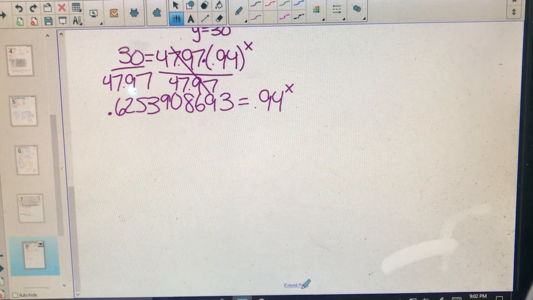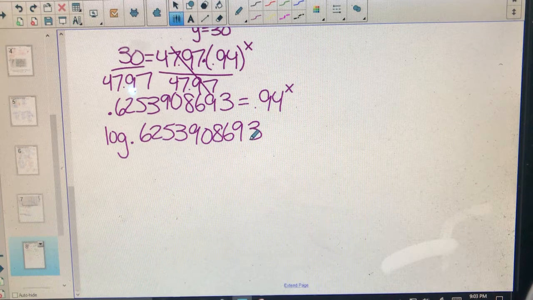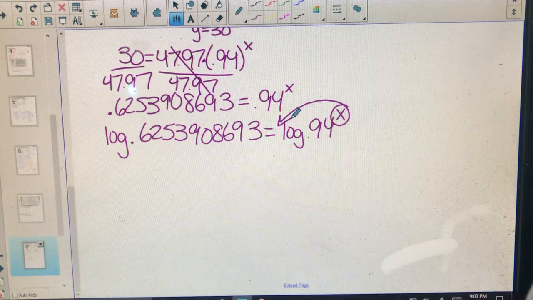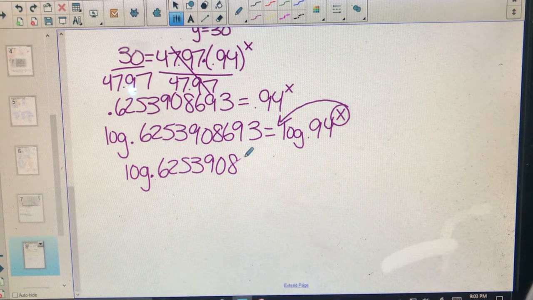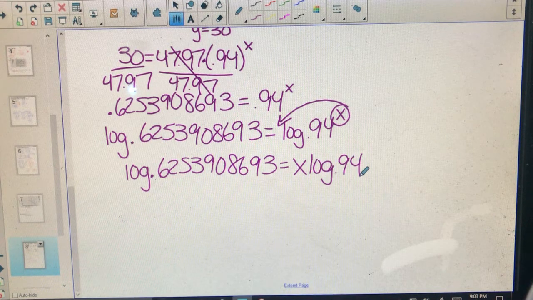Now that I've gotten the 0.94, which is what's being raised to the x, by itself, I'm able to take the log of both sides. So I write the log of that whole decimal. Guys, do not round that early. On your test too, do not round it early. 0.625390863, just making sure I copied it right. And that's the log of 0.94 to the x. The whole point in taking the log of both sides was to move that x to the front. So this becomes the log of 0.625390863 equal to x log of 0.94.